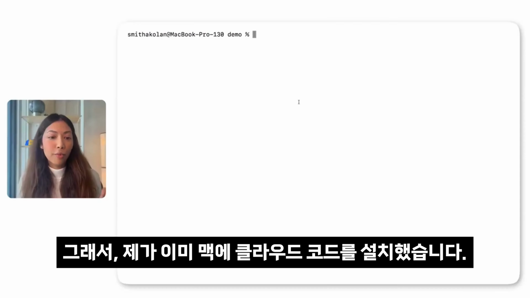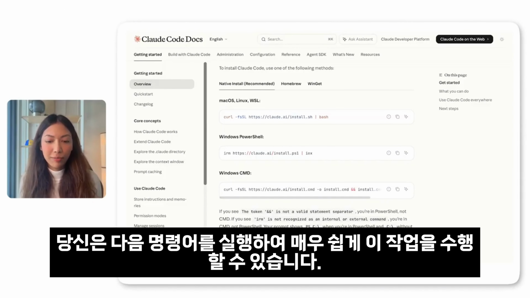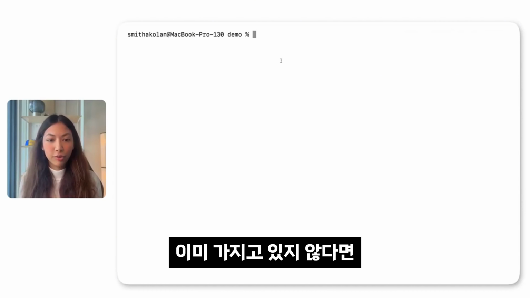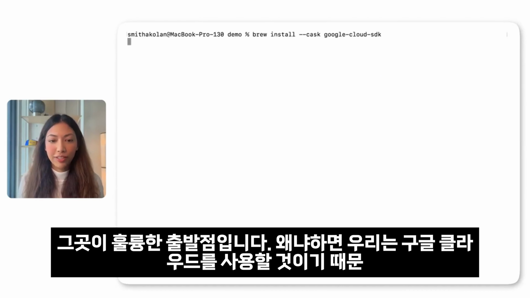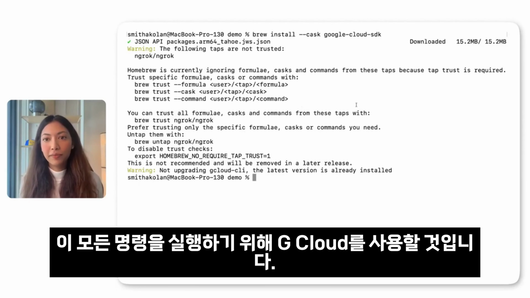So what I've done is I've installed Claude Code on my Mac already. And if you have not done that, you can do this super easily by running these following commands. And then what I'm going to do next is actually install gcloud SDK. If you don't already have that, that's a great place to start, because we're going to be using gcloud to run all of these commands.